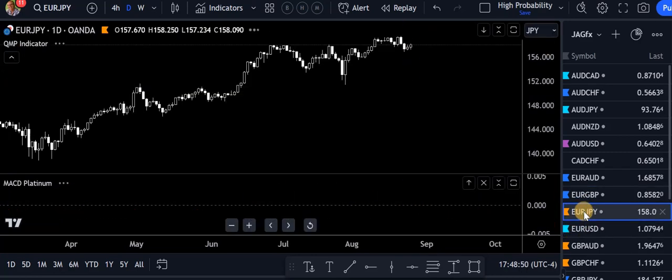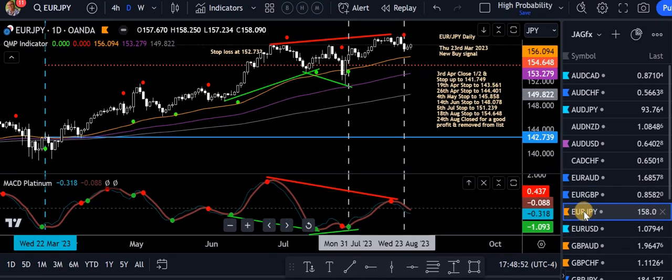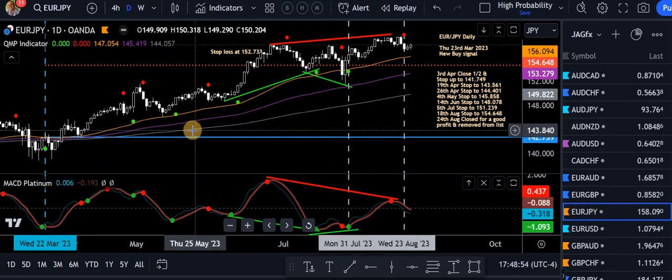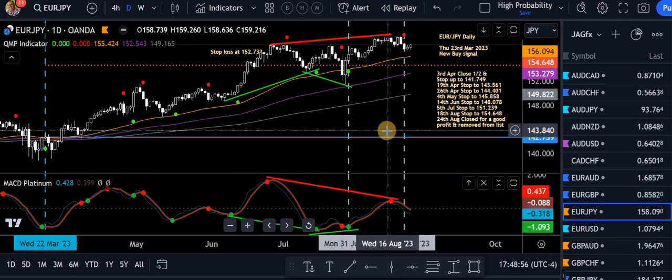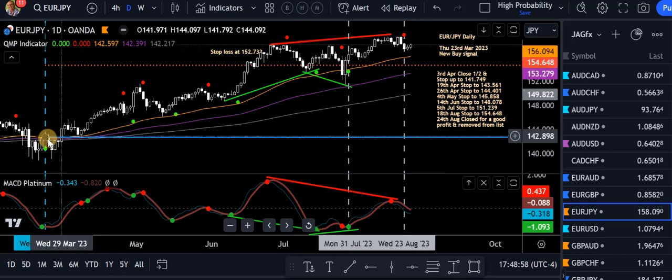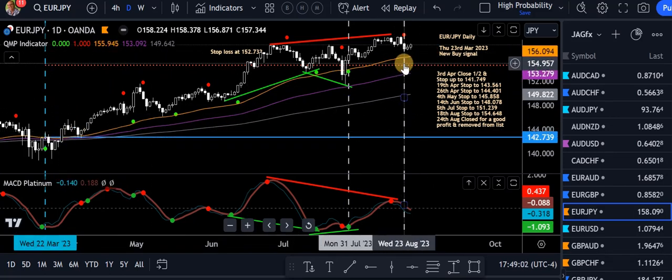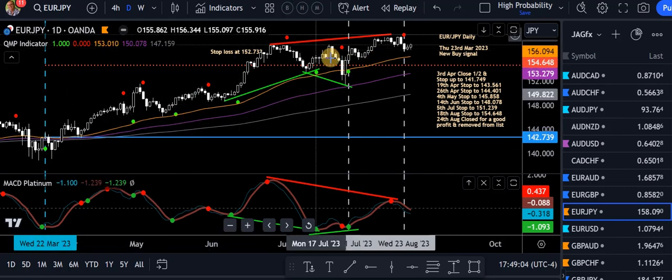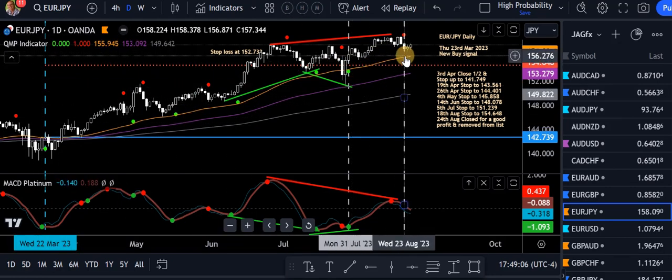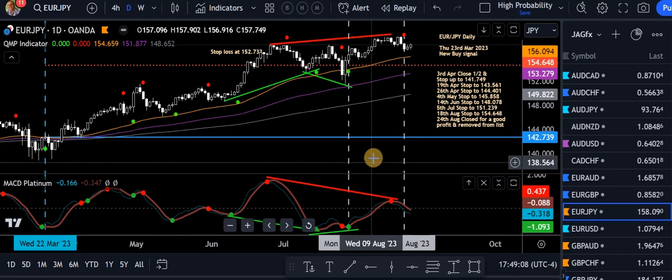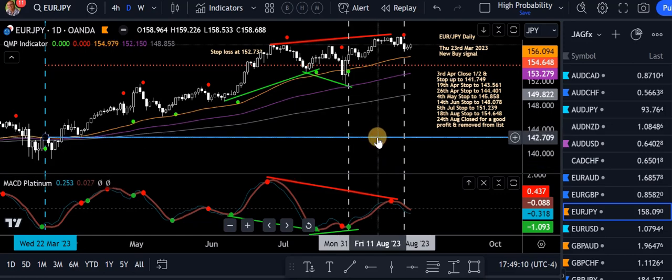Looking good. MACD platinum below the 0 level. Euro yen highlighted in orange means I want to talk about it. Very similar to the Aussie. I was in a buy from the 23rd of March all the way back here, and eventually got this opposite QMP filter dot, which I've had a few of obviously, but this one here, I'm removing it from the watch list, closed the buy for a nice profit.